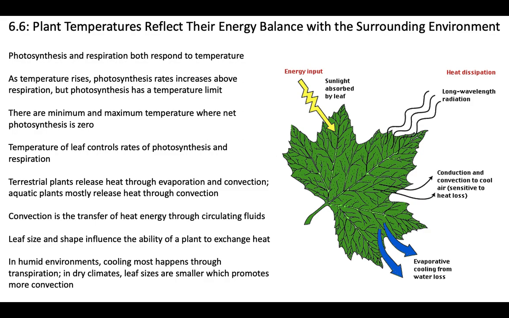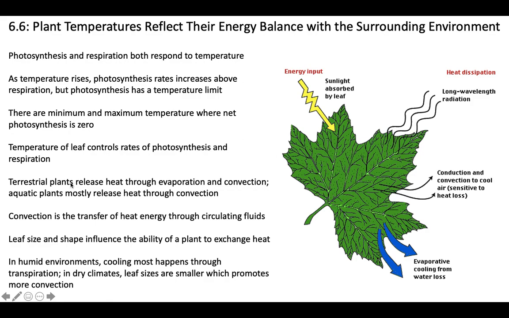So it has a light availability, light radiation limit, and temperature and light radiation are linked to each other, so that makes sense. There is a minimum and a maximum temperature where net photosynthesis is 0, and that's going to vary depending on the plant species. The temperature of the leaf is going to control rates of photosynthesis and respiration. So some plants have evolved specific leaf shapes to maximize their photosynthetic potential in certain environments. We'll talk about that in just a second.